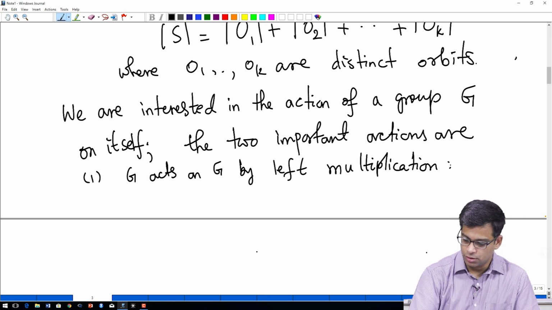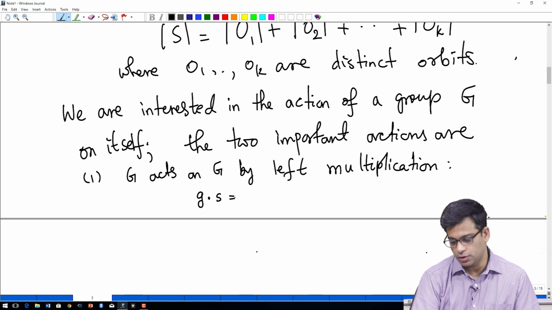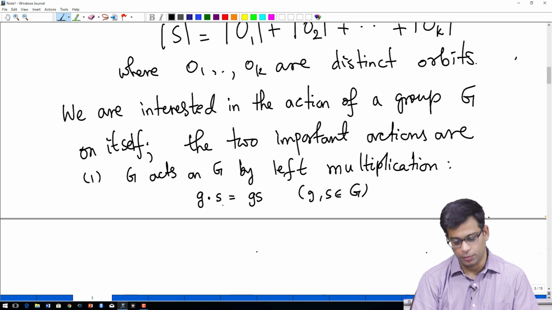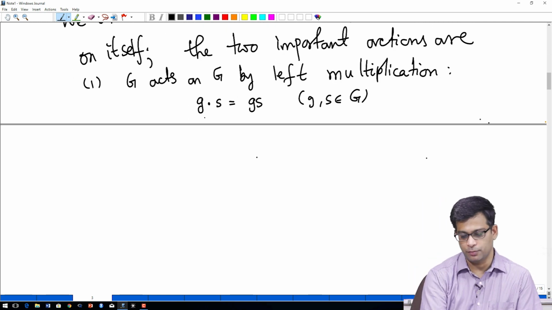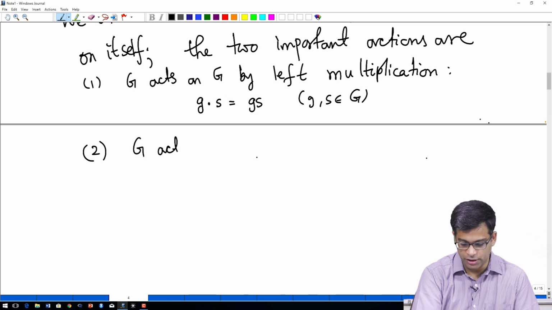Remember, this means the action is given by g dot s. G and s are of course in G, but I want to distinguish between the group element and the element when thought of as a set. So, this is just action, multiplication on the left. The other important action of G on itself is by conjugation.